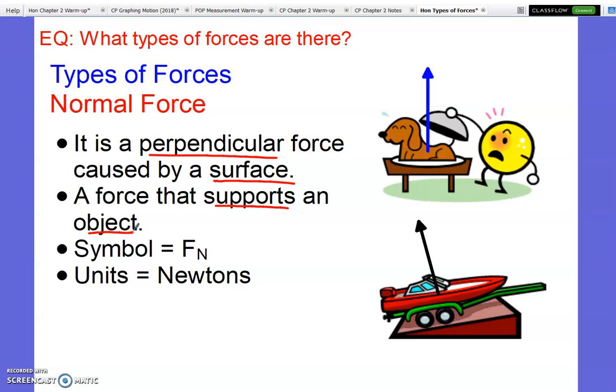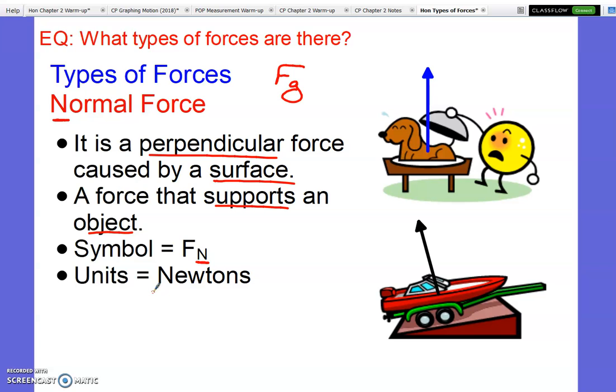Now again, all forces are going to be represented with the symbol F. This is no different. But we have to give a subscript so we know which type of force we're talking about. When it was the gravitational force, we gave a subscript of G. But now we have the normal force, so we're going to give a subscript of N for normal. All forces have the same types of units, and so this is no different. The unit of the normal force is the Newton.